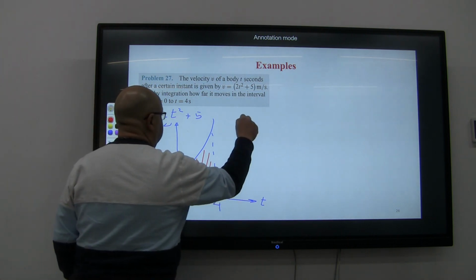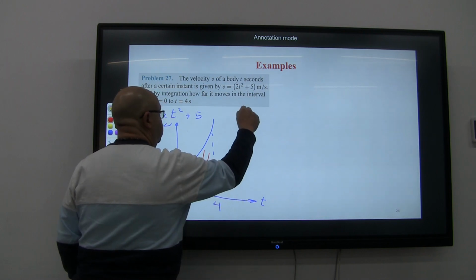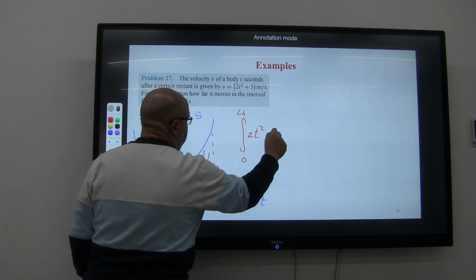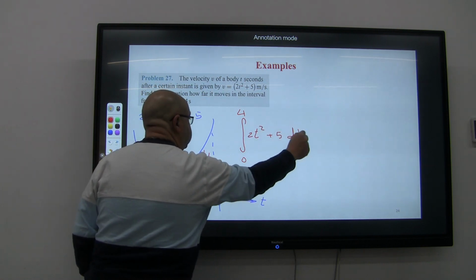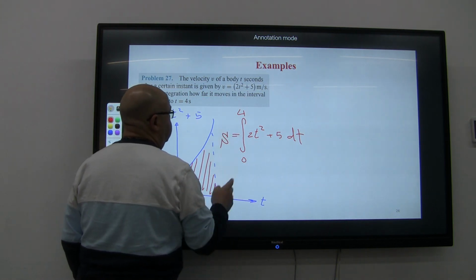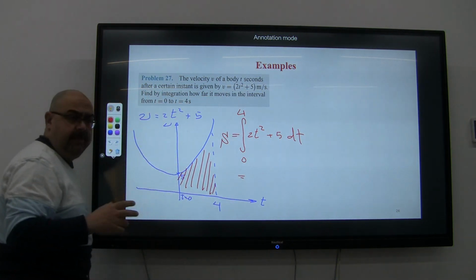All I have to do is integrate from t equal to 0 up to 4 for the function 2t squared plus 5 with respect to dt, and then you will get your distance s as a number, starting from 0 as you move from time 0 to t equal to 4.